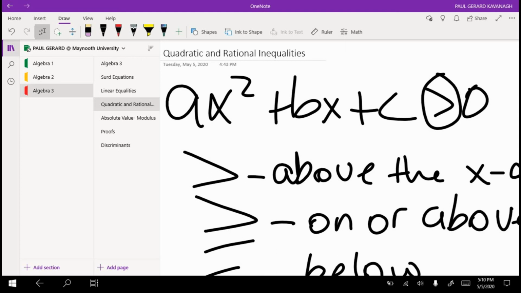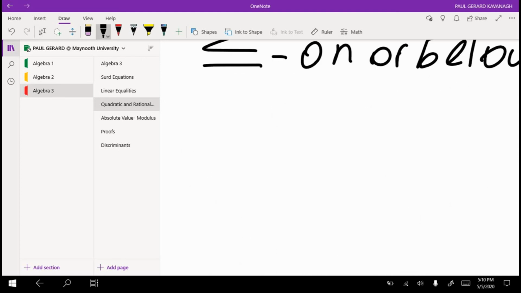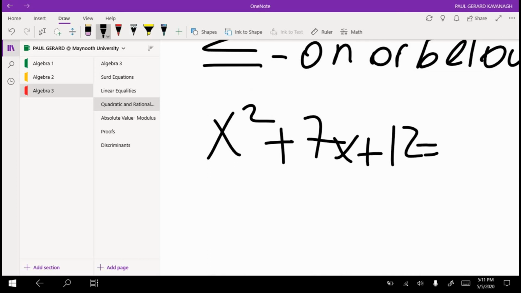Okay, so now we're just going to look at an example. So let's try to find one here. x squared plus 7x plus 12 is less than or equal to 0. I think that's the best example I could give, because you have a 0, so it makes it a lot easier to solve. Okay, so let's try this.